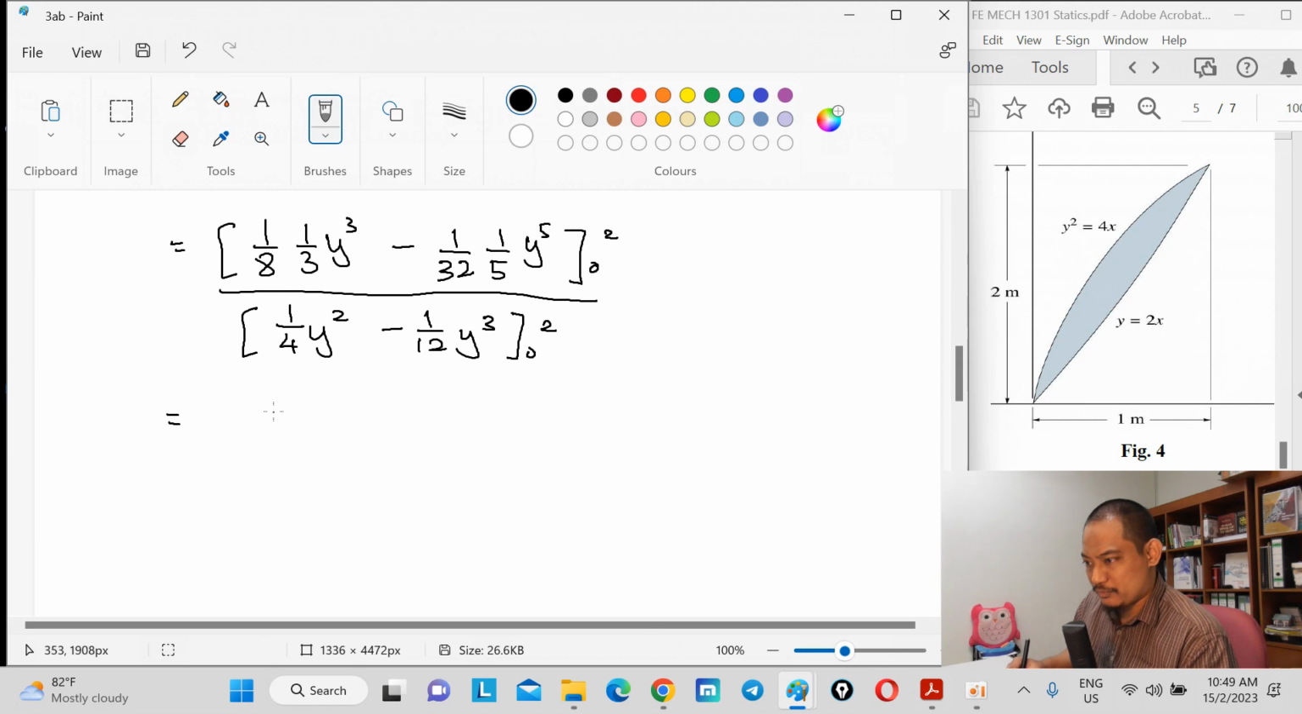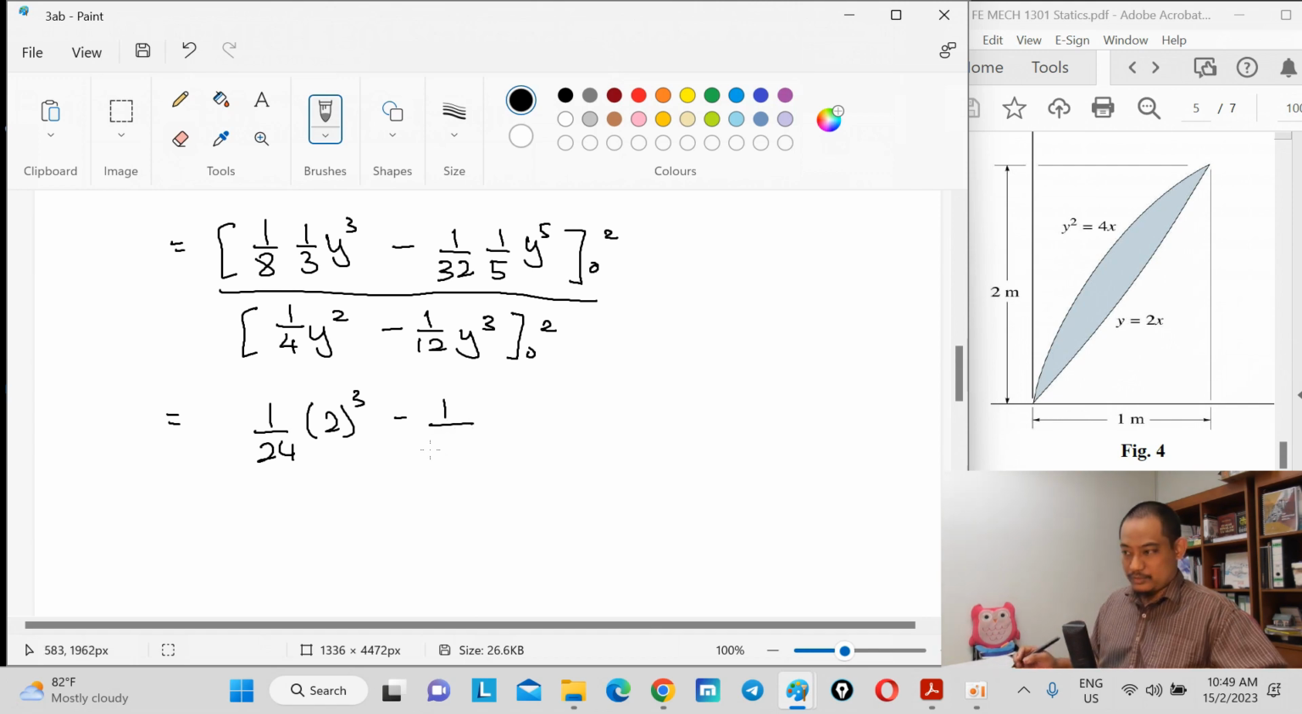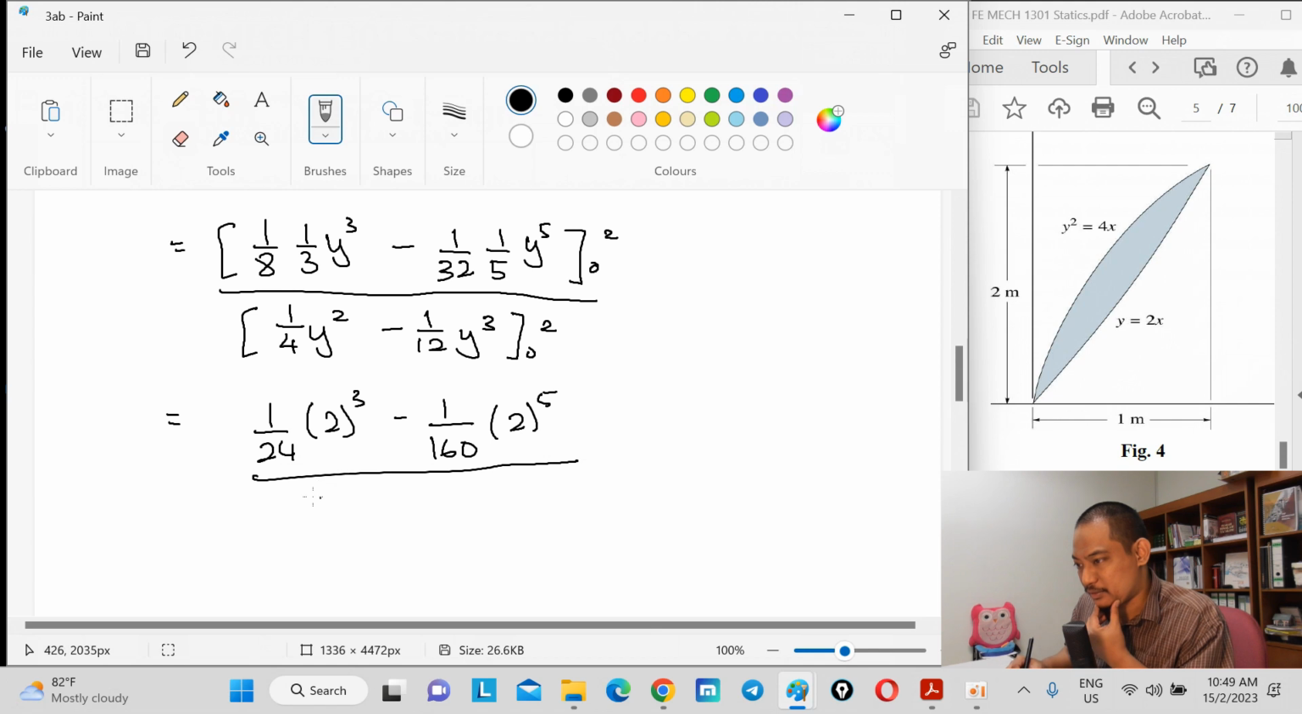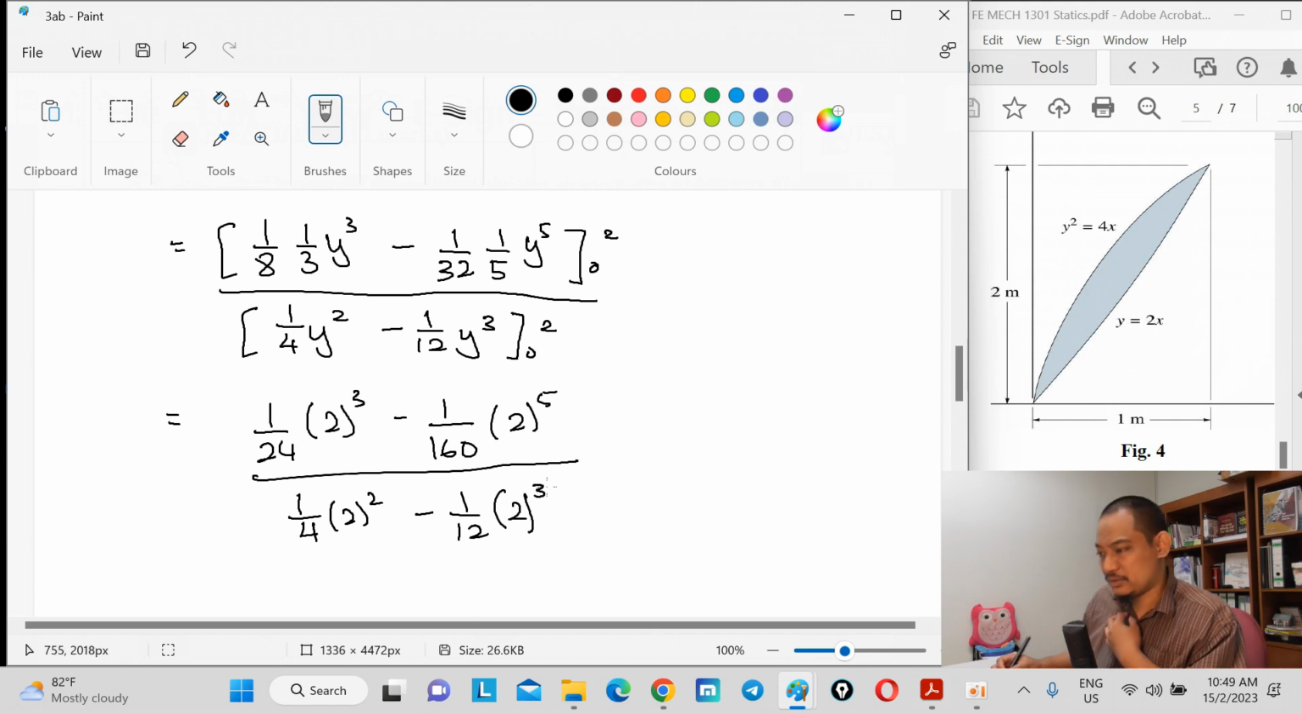So here 1 over 24 times 2 to the power of 3, minus 1 over, what is this, 5 times 32, 160, 2 to the power of 5, divided by 1 over 4 times 2 squared minus 1 over 12 times 2 to the power of 3.